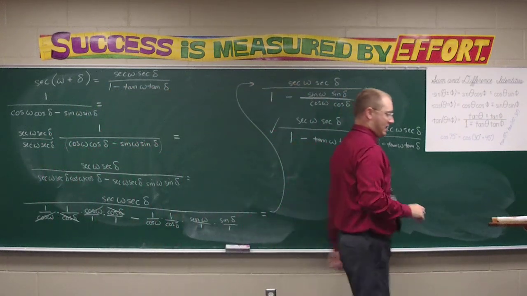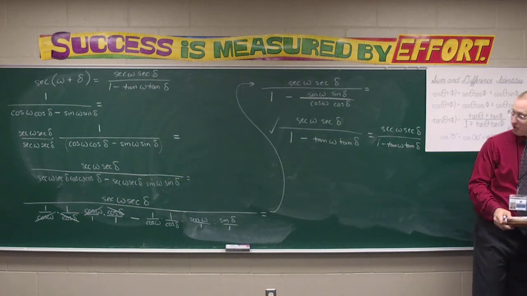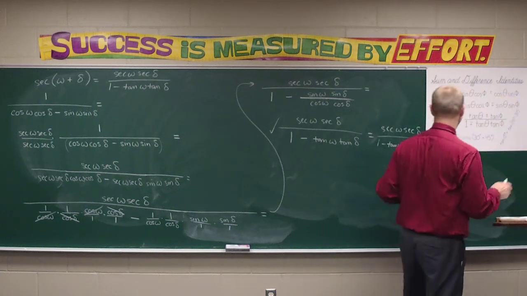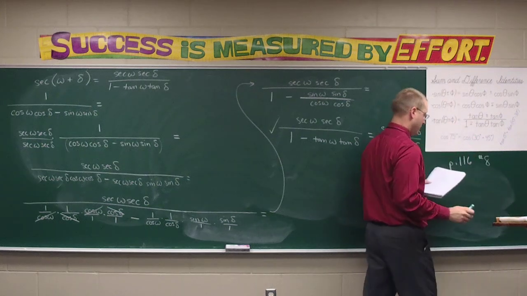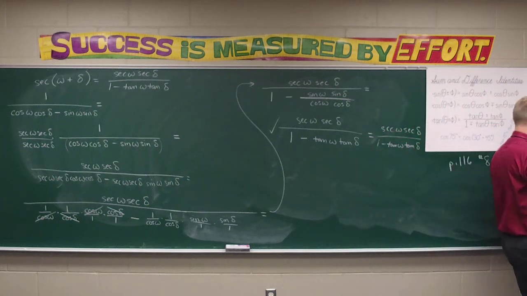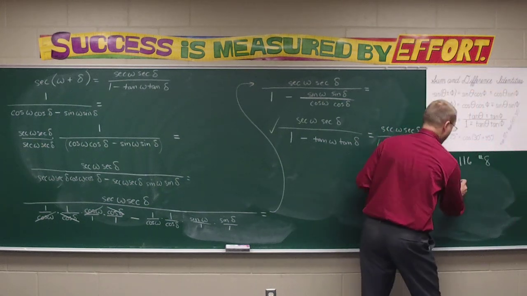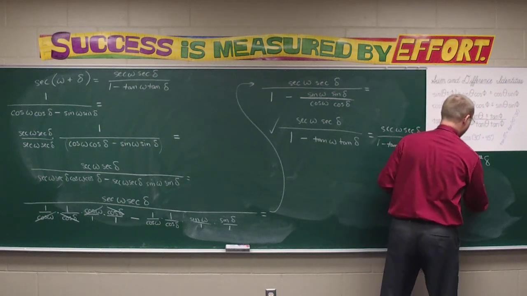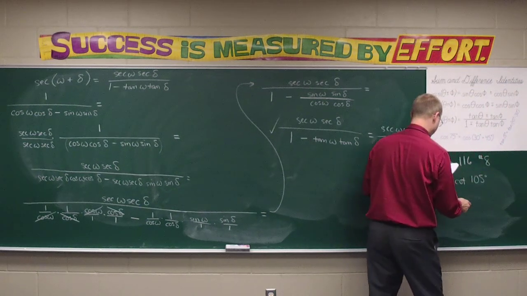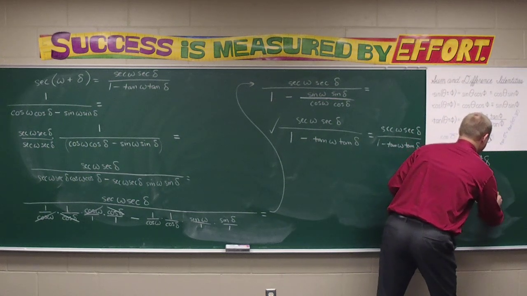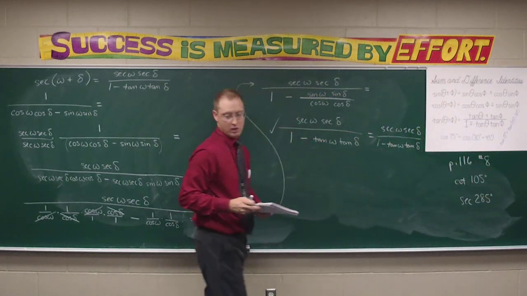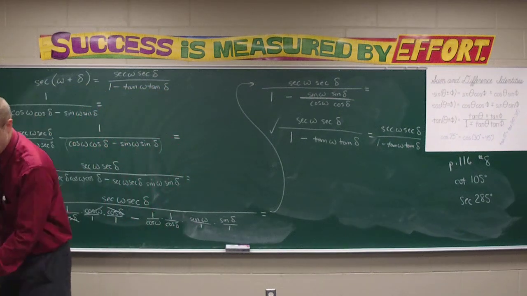For homework this weekend, I want you to do page 116, number 8. I'm going to have you practice using these in the more practical sense for the homework. Find for me the cotangent of 105 degrees. Find for me the secant of 285 degrees. So three problems for homework. None of these big verifications, though.